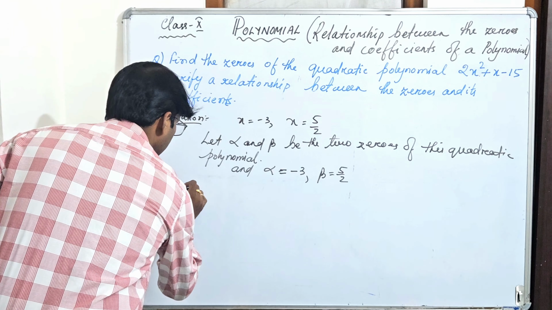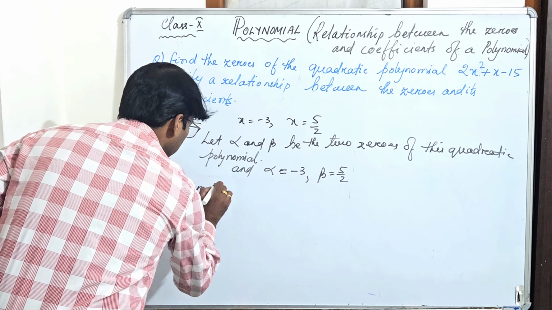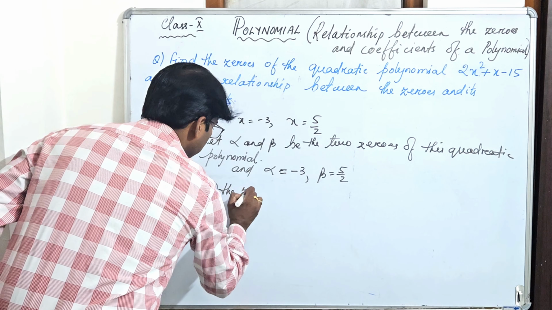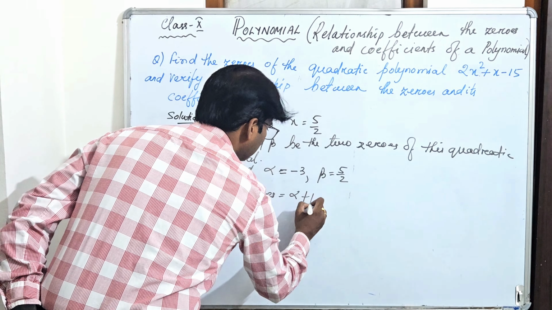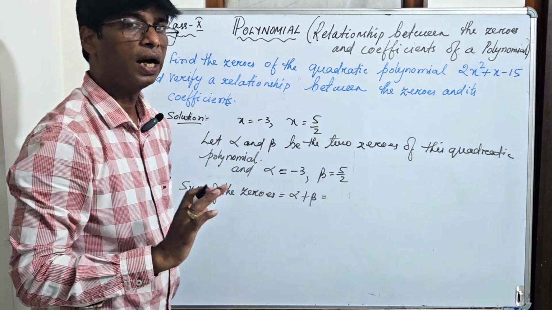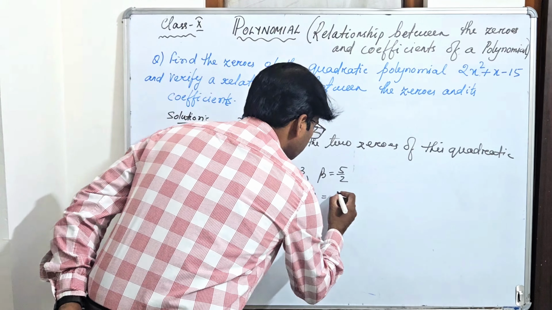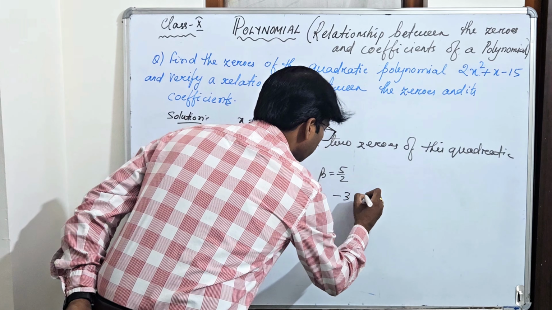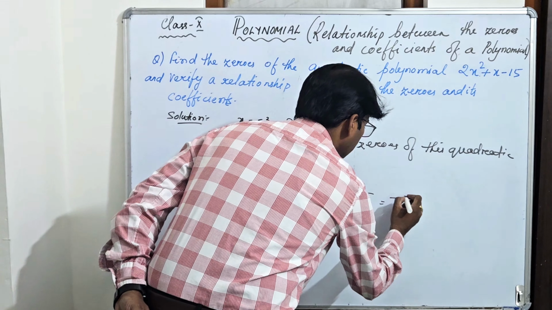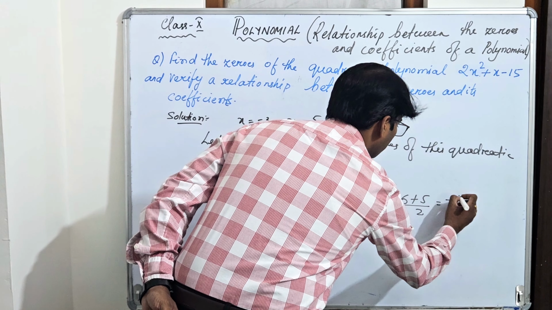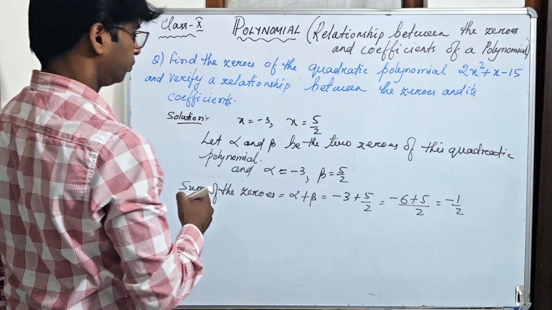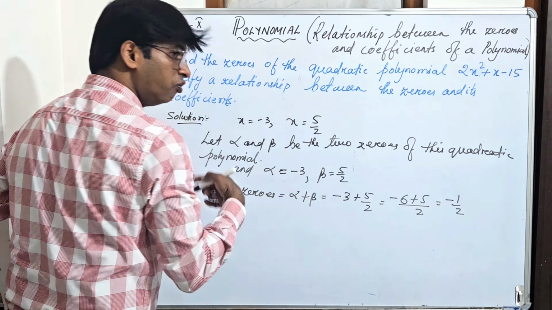So let us find out the sum of the zeros. The sum of the zeros means alpha plus beta. Simply we'll add and see what will happen. So alpha plus beta is how much? Minus 3 plus 5 by 2. Take the LCM, it will be minus 6 plus 5 by 2. It will be minus 1 by 2, isn't it?